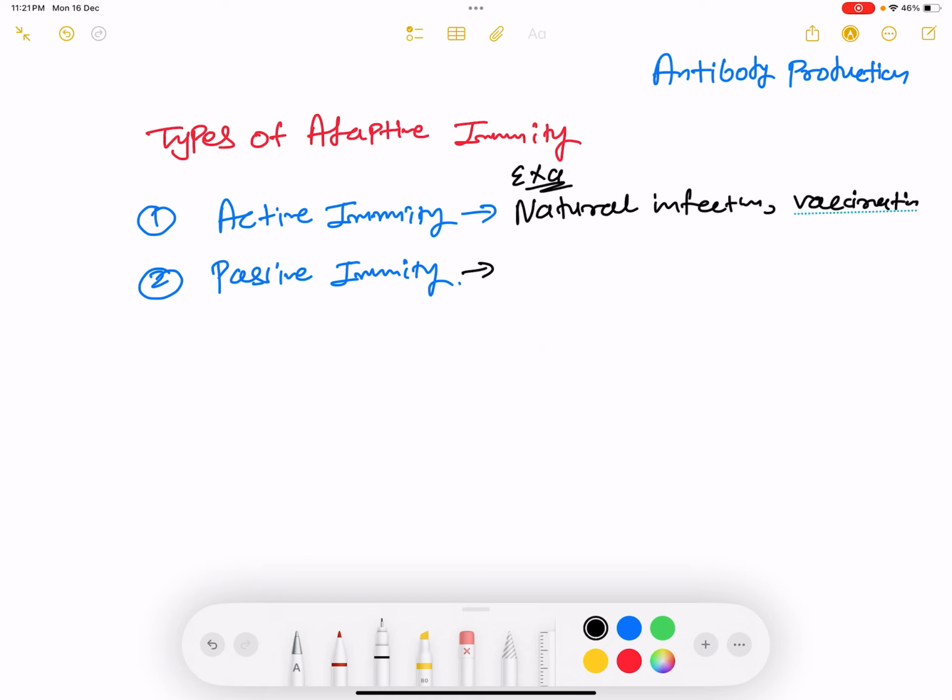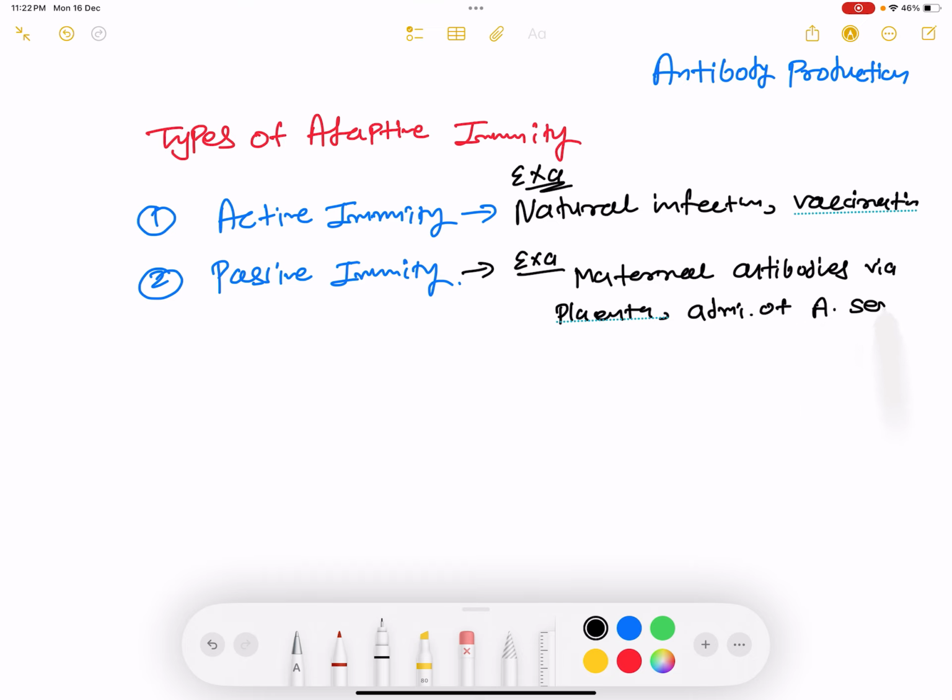Passive immunity is the transfer of ready-made antibodies. Its examples are maternal antibodies via the placenta and administration of antiserum. So there are two examples.